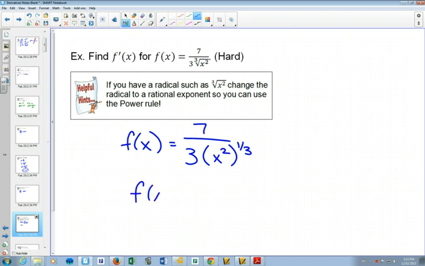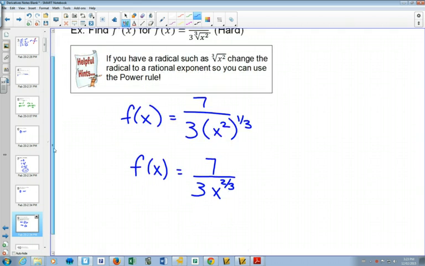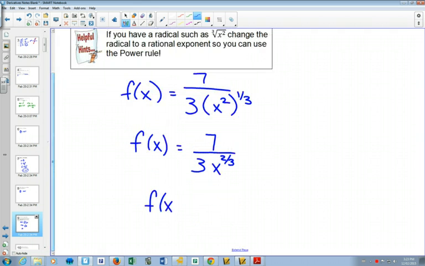I can write that again now, and most of you will be able to go directly to this step right away, because the 1/3 times the 2 would give you 2/3. The x is still on the bottom of our fraction. So now I'll move it to the numerator by using my negative exponent laws. And now we're in a position where we can differentiate.